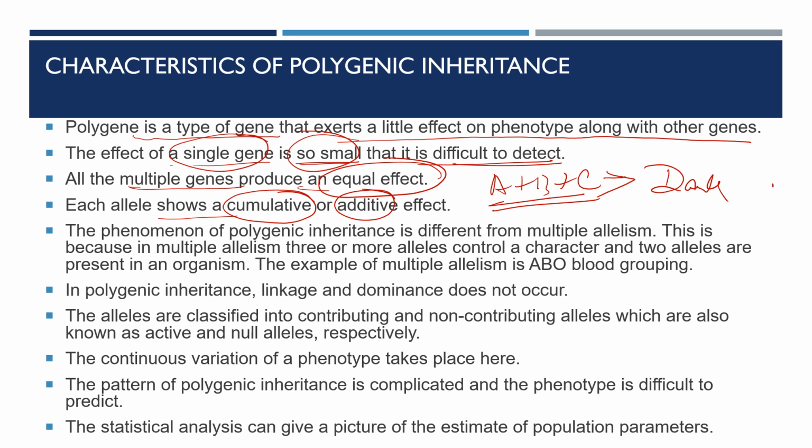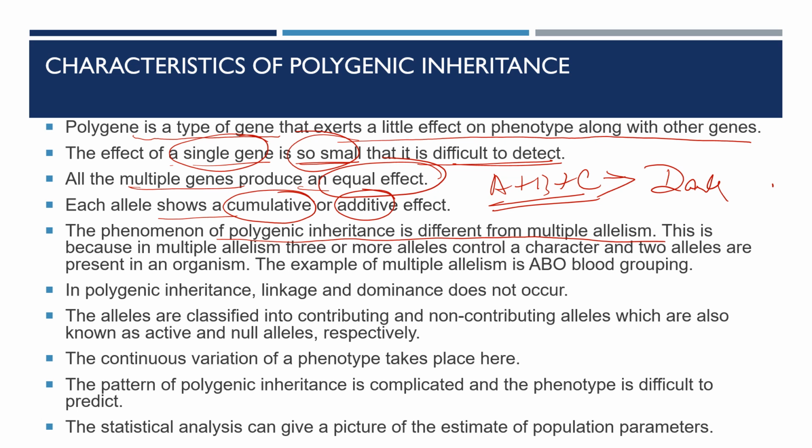Is it clear to all of you? Now I tried my best to make it in the simplest way. So please listen to it. If you are not able to understand, go back, rewind the video and once again start from the beginning, then you'll understand. Okay, so the phenomenon of polygenic inheritance is different from multiple allelism.